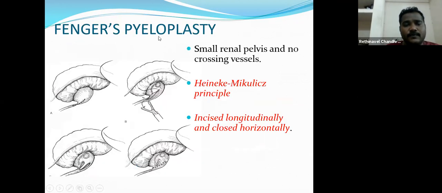What is Fenger's spinoplasty? It is similar to Heineke-Mikulicz, which we do in congenital hypertrophic pyloric stenosis. They will do a horizontal incision in the second part of the duodenum, and a horizontal incision in the pylorus, and they will suture it longitudinally.